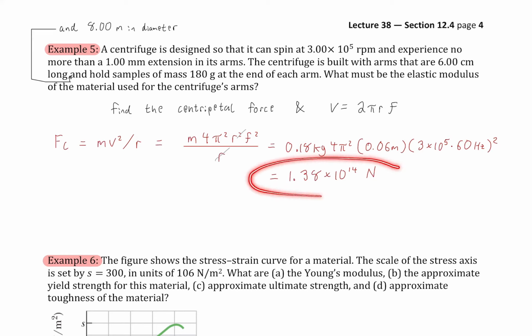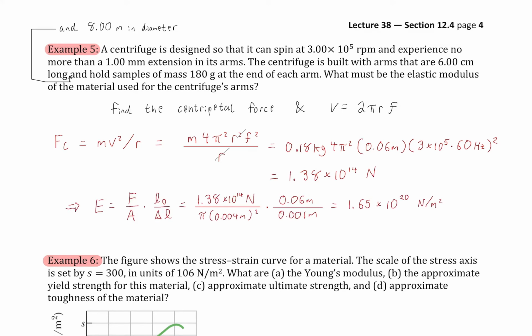And we get the incredibly large force of 138 trillion newtons, because a trillion is 10 to the 12. So 1.38 times 10 to the 14 would be 138 trillion. Okay, so an unbelievably large force. All right. And then we're going to go ahead and actually use that force value and our other physical parameters of the centrifuge to calculate the Young's modulus or elastic modulus, plug in all the numbers, and we end up with 1.65 times 10 to the 20 newtons per square meter.